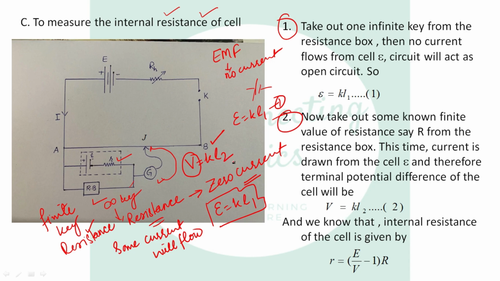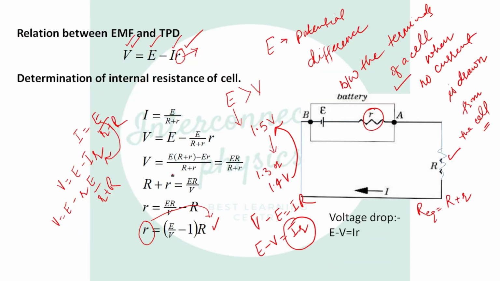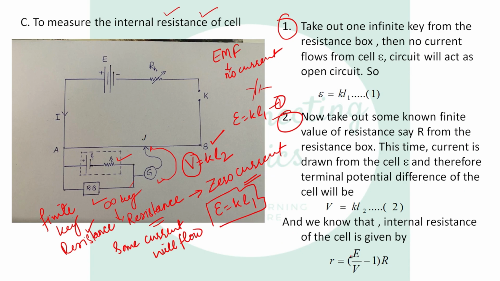Now we know the relation r equal to (E over V minus 1) into R. Here we revised this relation, that is r equal to (E over V minus 1) into R. So we are going to use this relation. In the exam you need not derive this relation. You have to just write that the internal resistance of the cell is equal to (E over V minus 1) into R. Put the value of E here.